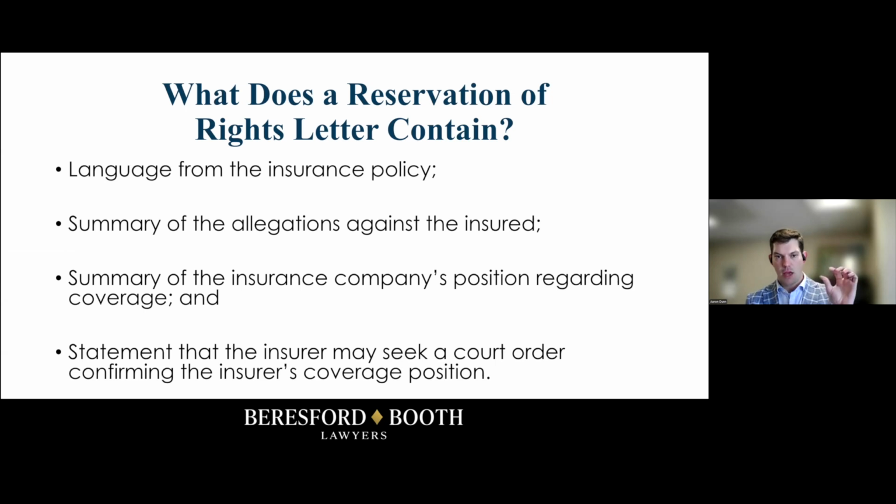They'll say, here are the allegations as we understand them. They may not be true, but here are the allegations as we understand them. And then the insurance company will provide a summary of their position regarding coverage. So for example, they'll say, the allegations in the complaint include negligence and assault. We don't believe the assault claim is covered because it's an intentional act. Intentional acts are excluded under the policy, so therefore that portion of the claim is not covered.